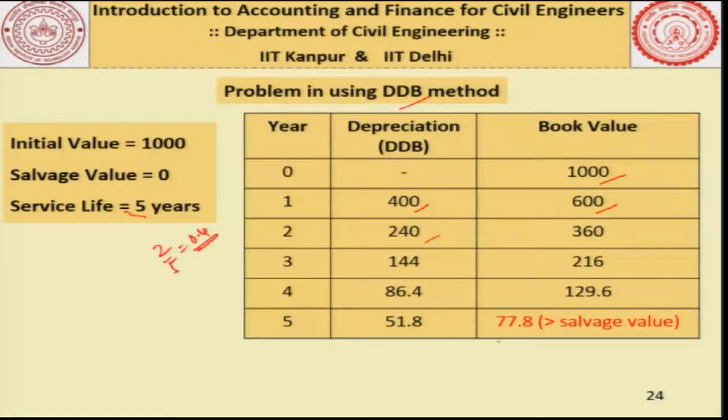If we do that, finally, the book value here is turning out to be 77.8. That is 129.6 minus 51.8 is 77.8. This value is not 0. In fact, one thing we should remember is that if we are using double declining, it will never go to 0. It will always retain a finite value.